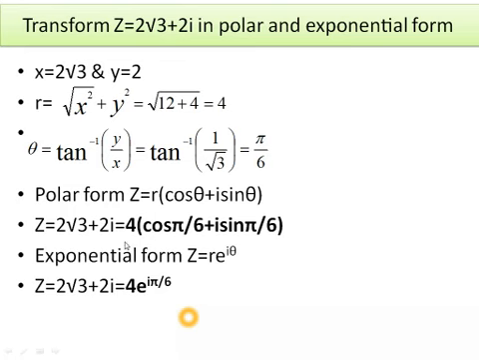The exponential form is the standard way, that is z is equal to r e to the power i theta. By plugging the values of r and theta for exponential form, we will have 4, that is r, e to the power i theta, and theta is pi by 6. Depending upon the given complex number, we are getting unique values of r and theta. As a result of that, we can express them in the polar and exponential form.